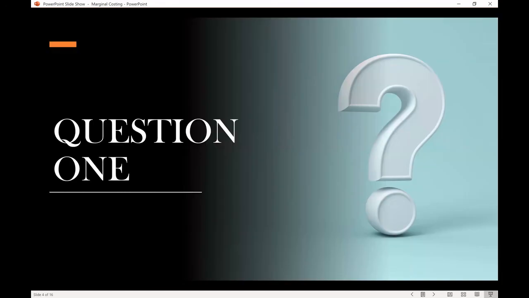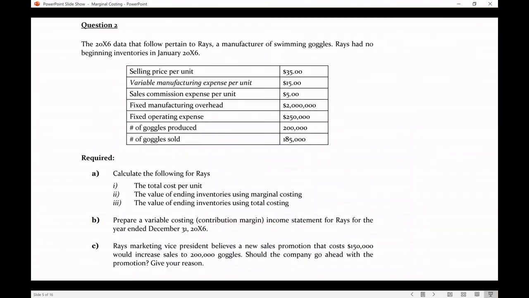So let's look at a question, question one. The 20X6 data that follow pertains to Rays, a manufacturer of swimming goggles. Rays had no beginning inventories in January 20X6. So we have a table, we have selling price, and selling price is how much you sell the goods for, right? Then you have variable manufacturing expense per unit.